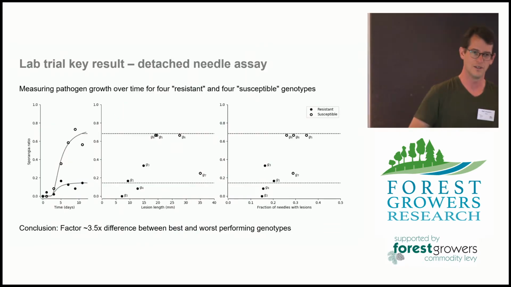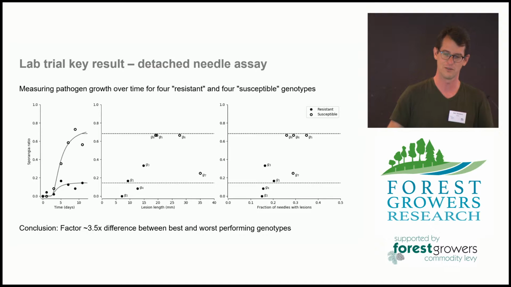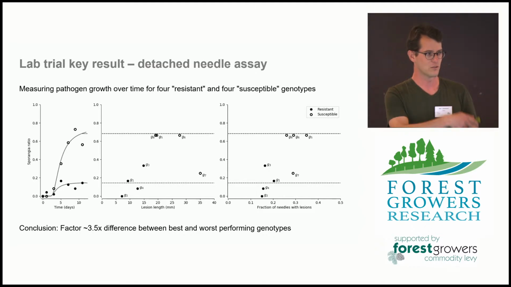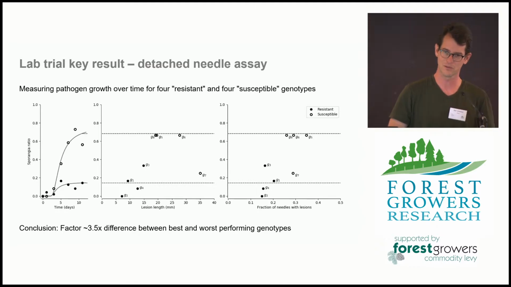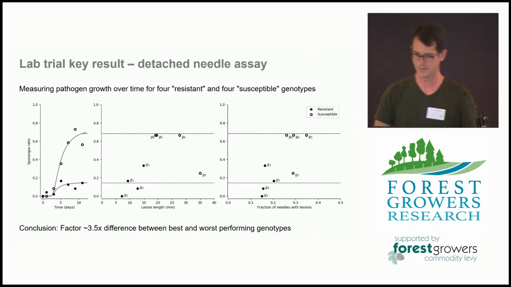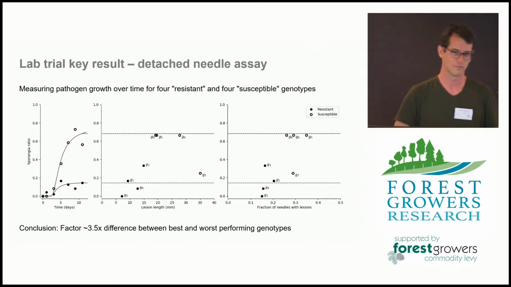So I'll show you for each of the different types of information that we have, just one example. The first one is lab trials. Natalie did this pre-screening, and this is not the elite clones. This was something else called industry-relevant clones. So that's, I think, the majority of genotypes that are planted today. There were about 45, and we took the 4 most resistant and 4 most susceptible, and a detached needle assay was done with that. So this is the end result of that whole study.